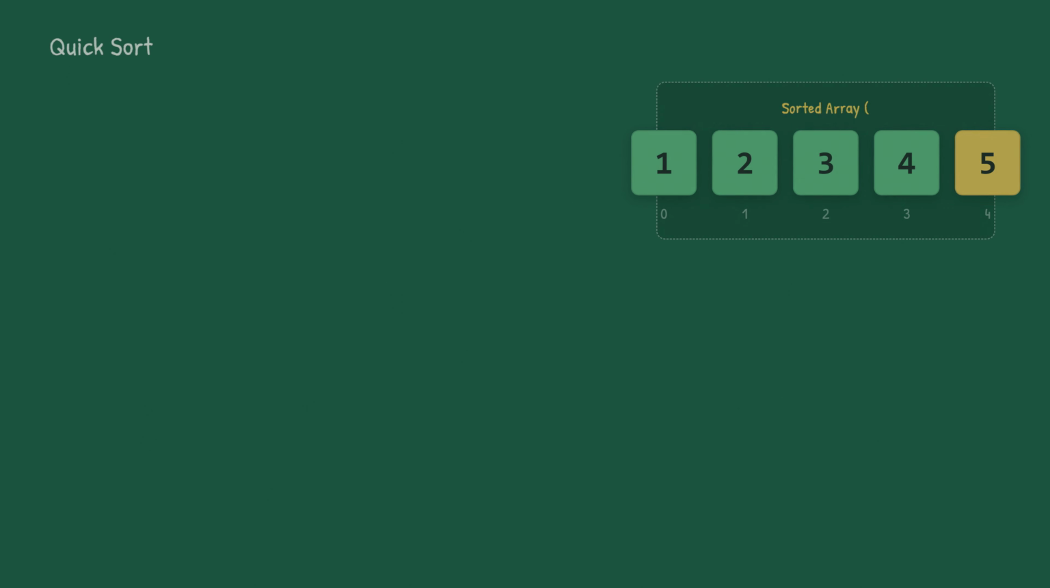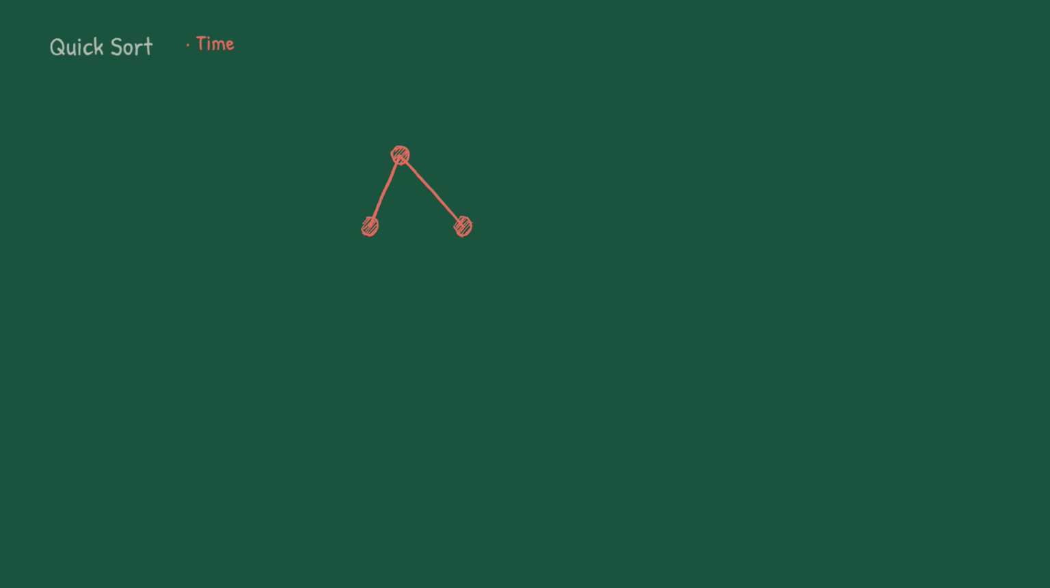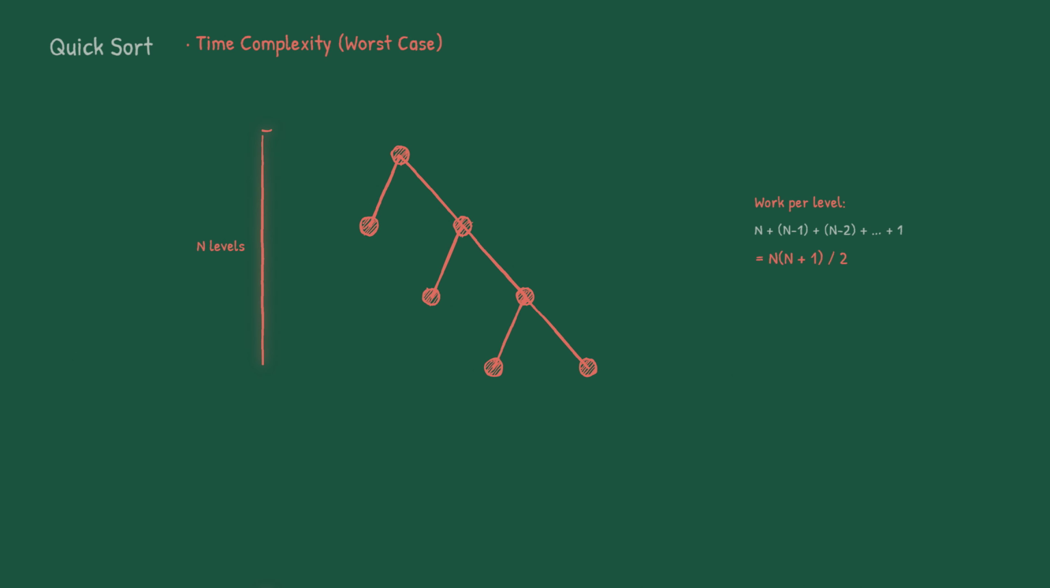But what if we get unlucky? If we feed quicksort a list that is already sorted, and we always pick the last element as the pivot, every split only peels off a single element. Our balanced tree collapses into a completely lopsided chain of n levels, with n work at each step. This forms a triangle of work. Its area is n times n, dropping our speed to O of n squared.